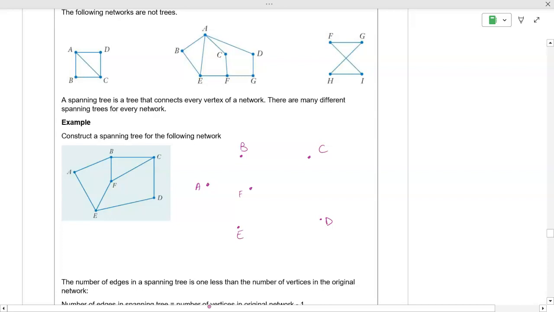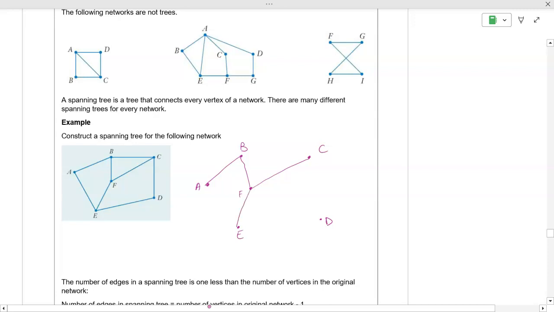So I wouldn't want to go from B to F, F to B, B to A to F, because that would make a cycle. All of them then join together. So instead I might just go F to B, B to A. I'm not then joining A to F because that would make a cycle. I could go B to C. I'm not going to join these two because that would again make a cycle. I can go F to E.